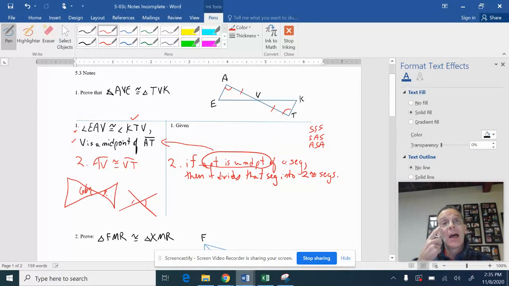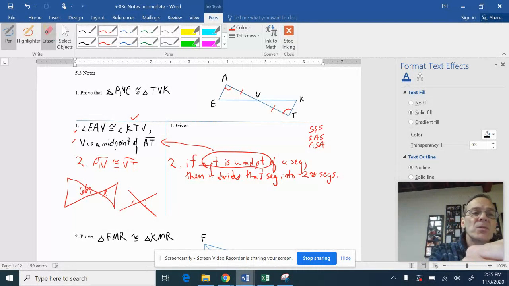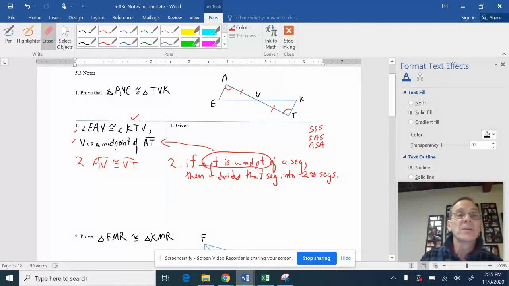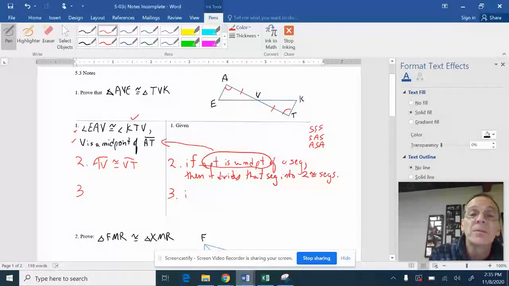Who remembers? They are vertical angles. And anytime we see vertical angles, we know they are congruent, right? So here's a reason now that we're going to use in our proofs starting today. And it's a slightly unusual reason, which we'll get to after we record it. But this angle right here, angle AVE, is going to have to be congruent to that angle there. Angle AVE has to be congruent to angle TVK because they're vertical angles.